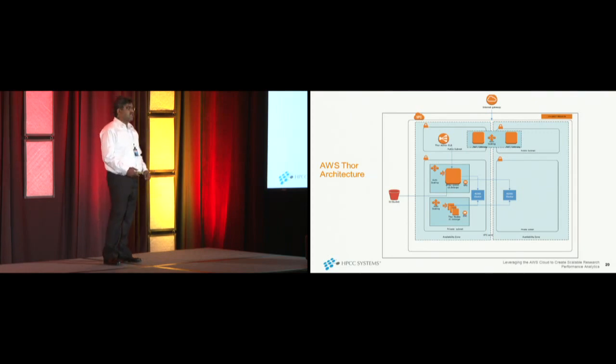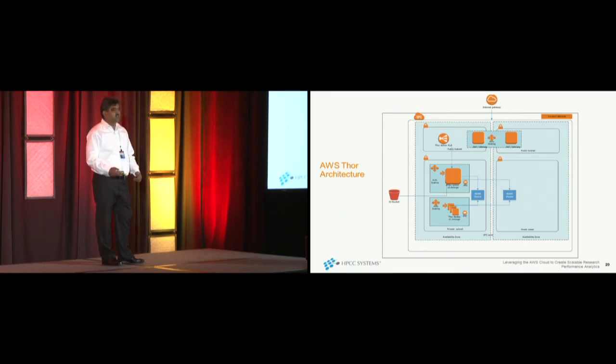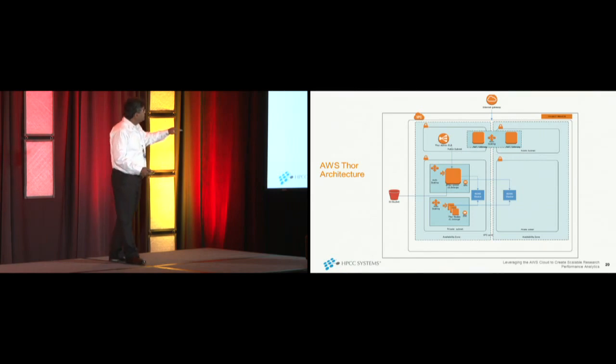Both the auto-scaling groups are put within a private subnet, and we have an ELB called Thor admin ELB inside the public subnet that provides access to the HPCC clusters. We also associate security groups with both the ELB as well as the instances to restrict access to the HPCC cluster. And you can also see that all the AWS components here are put within a VPC.